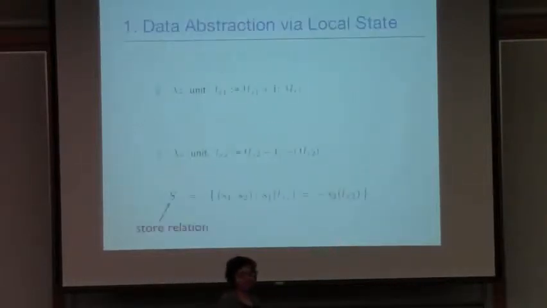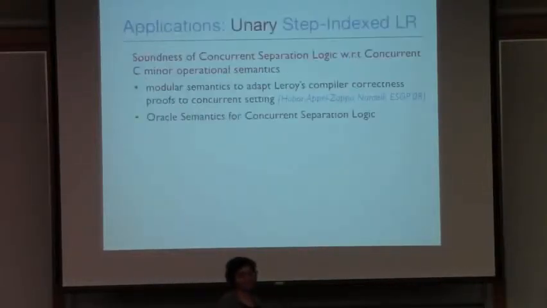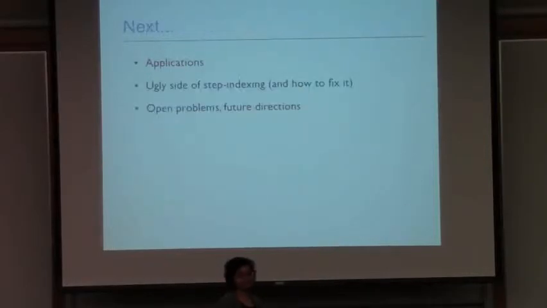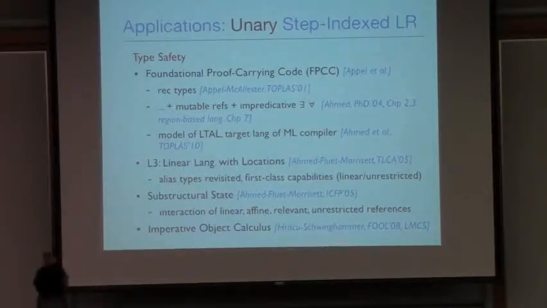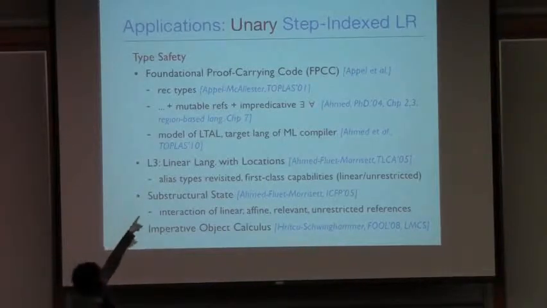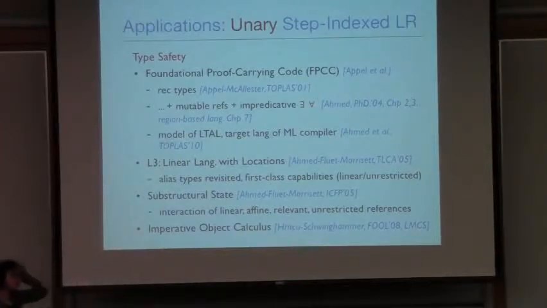Okay, I'm not going to go through any of this. Let's see how much time I have. I've already said stuff about foundational proof carrying code. So this slide has a bunch of instances of unary step index logical relations. All right, so using them to prove type safety. FPCC did this for all the things that I just mentioned, and the main thing here was that we built a model of a low-level typed assembly language, all right, which was the target language of a compiler for Core ML.